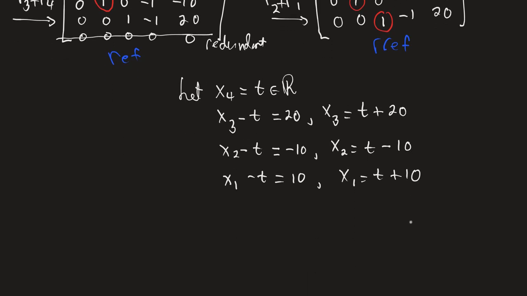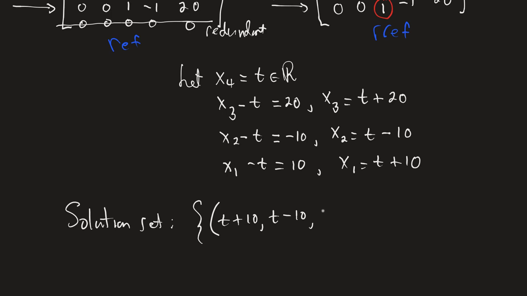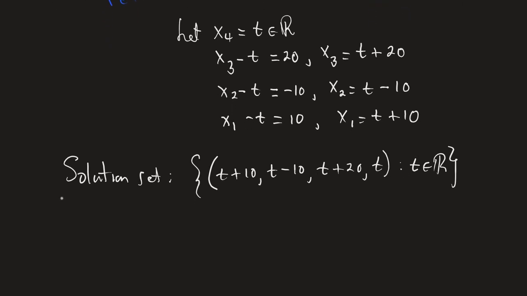So here is the general solution, or our parametric solution for this network. Here's our solution set: x1 is t plus 10, x2 is t minus 10, x3 is t plus 20, and my free variable t is x4. And again, t can be any real number. All right, so that's it as far as the solution.